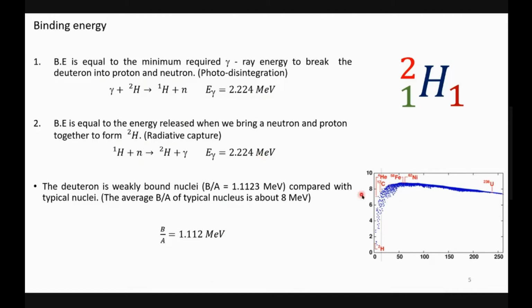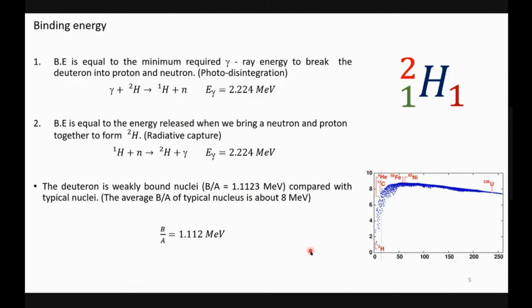And as you know from the binding fraction curve, most of the nuclei have a binding fraction around 7 to 8.5 MeV. If you calculate the binding fraction for deuteron, this comes out to be 1.112 MeV. So the total binding energy is 2.224 MeV, and it has two nucleons, hence binding energy per nucleon is 1.112 MeV. If we compare this binding fraction with respect to the typical nuclei around this region, this is very small, and hence the deuteron is a weakly bound system.